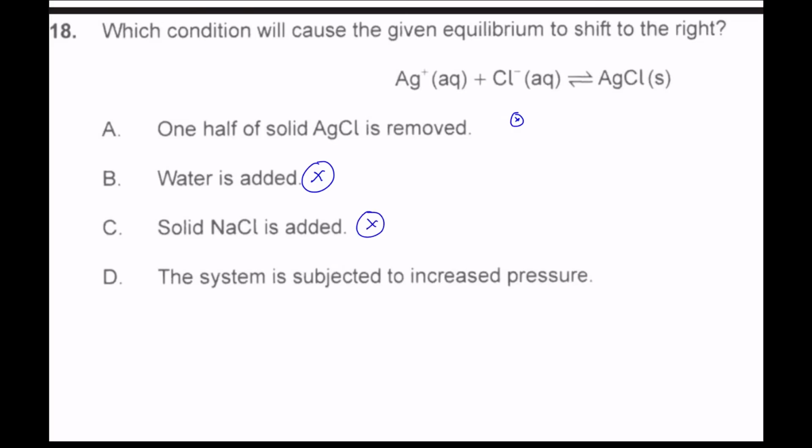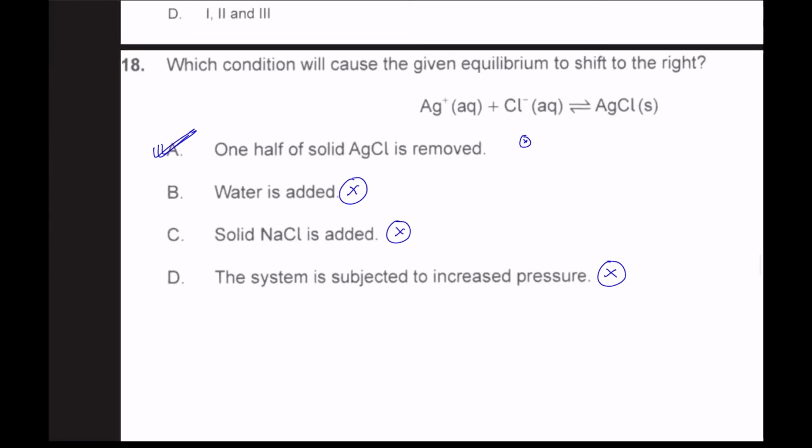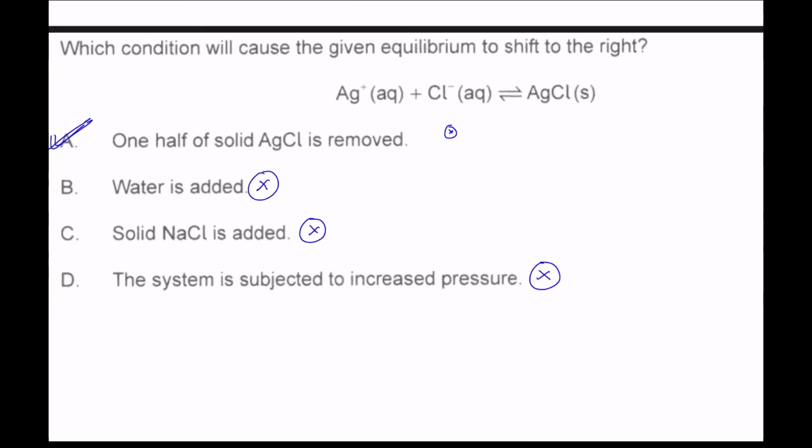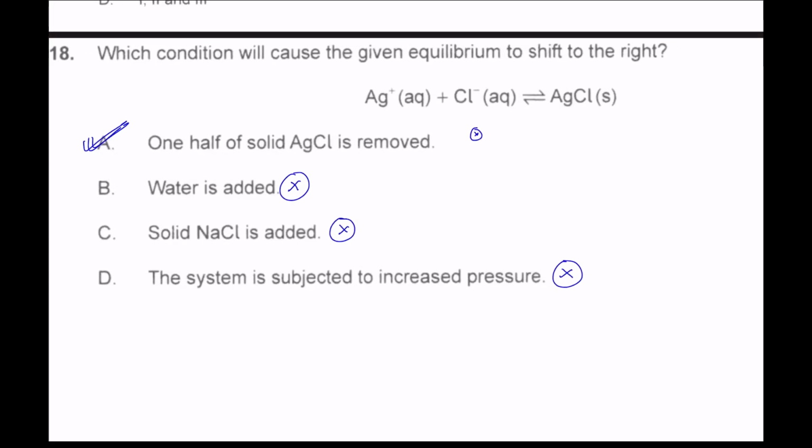Now the system is subjected to increased pressure. Again, it won't be feasible here because pressure differences only make some difference if you have a gas. And in this reaction, you have two aqueous species and one solid. So there will be no effect here. So from this, I can say option A is the best option for question 18. And if you keep removing solid AgCl, more and more AgCl will be produced.